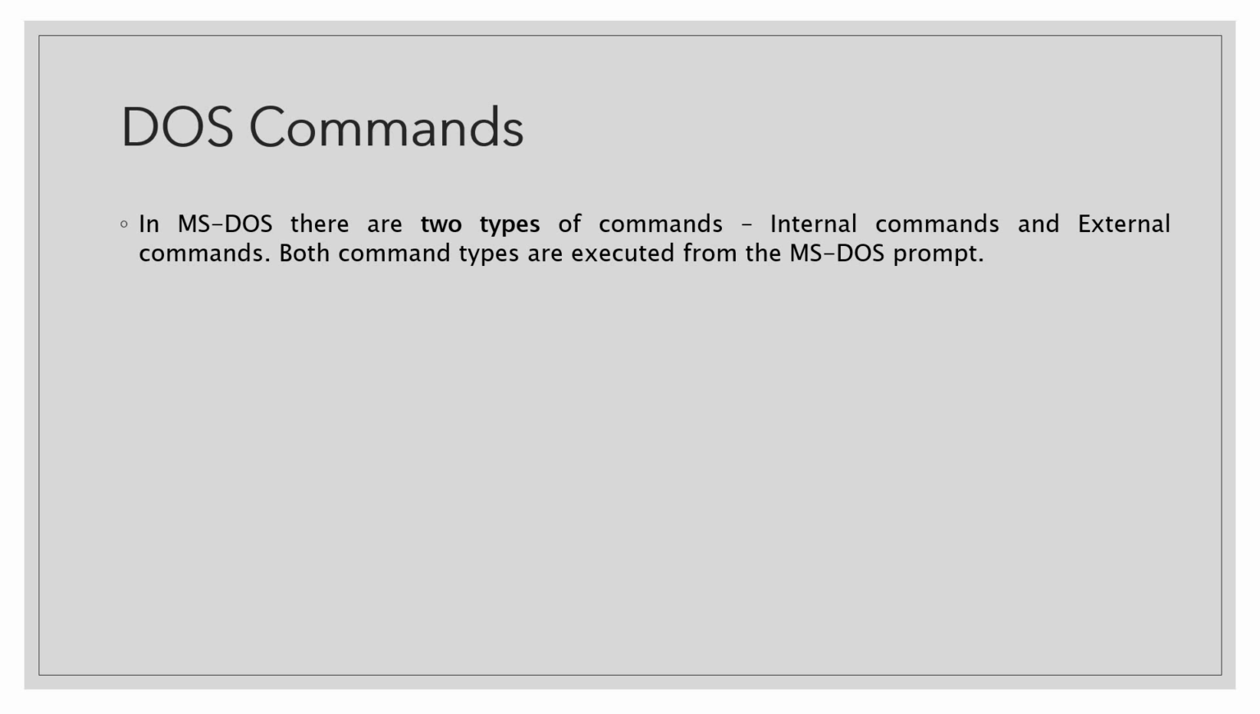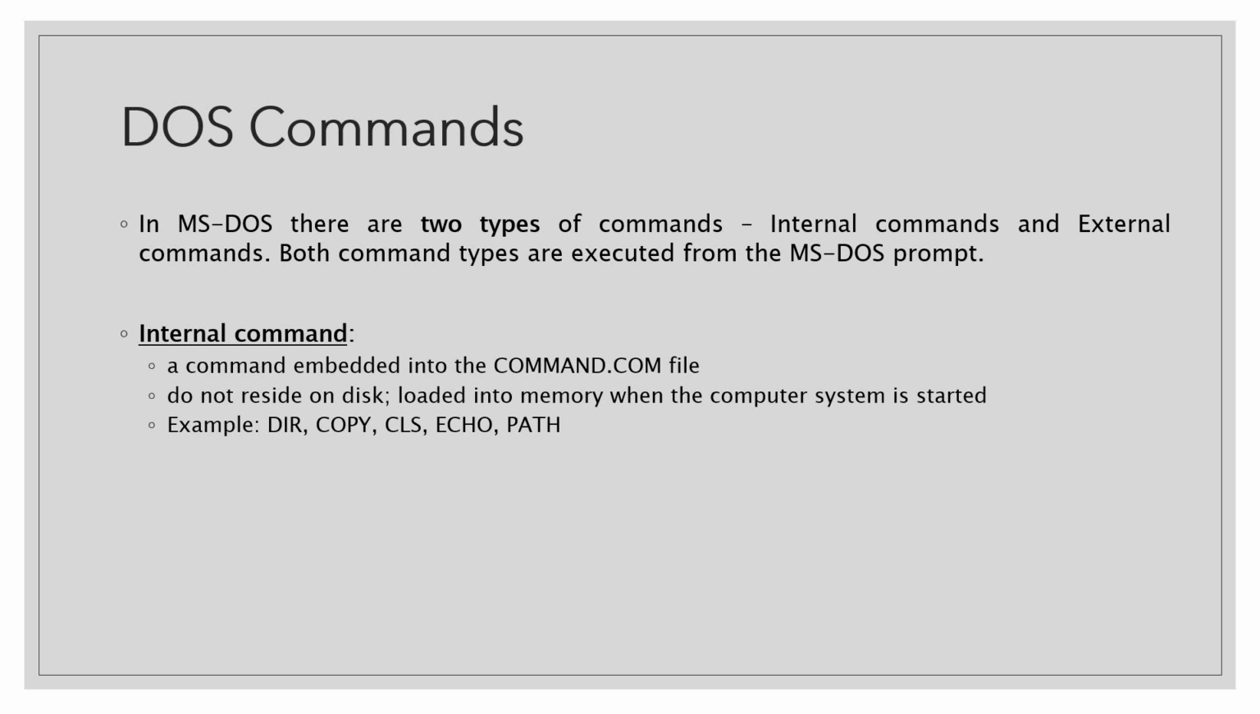Now, DOS differentiates between the 2 types of commands. There are internal commands as well as external commands. In the case of internal commands, the entire list of internal commands and their functionality, how each should behave, is embedded or written in a file by the name command.com. Inside this file, all the internal commands reside.